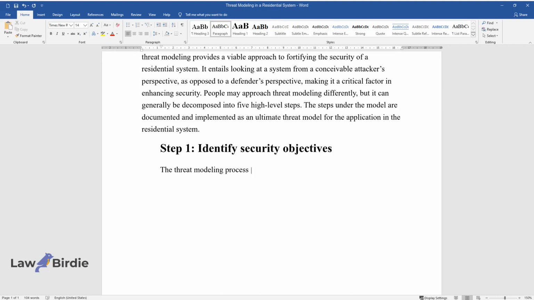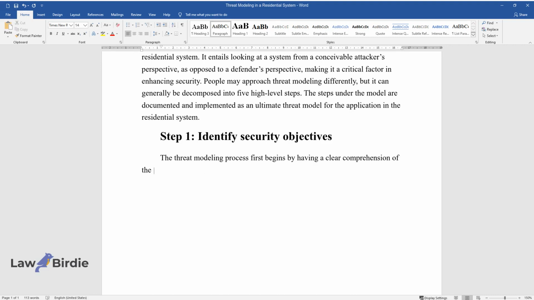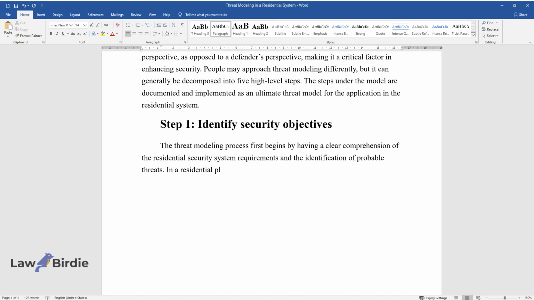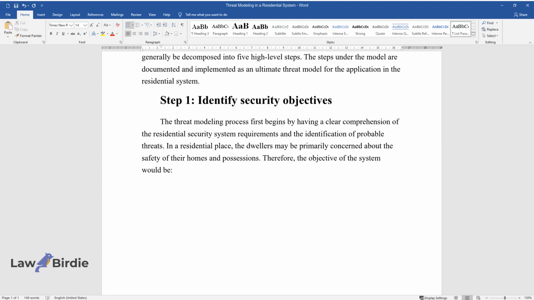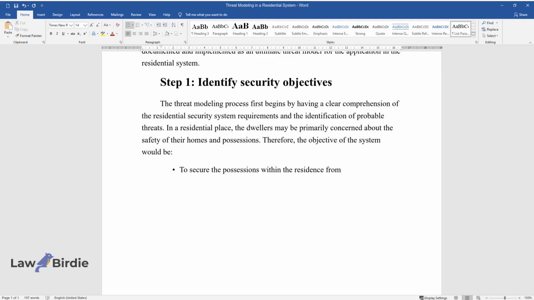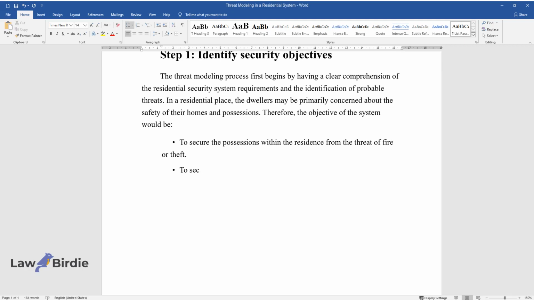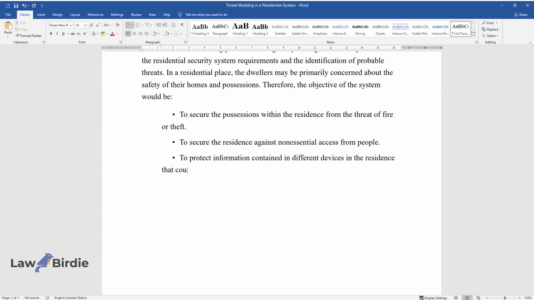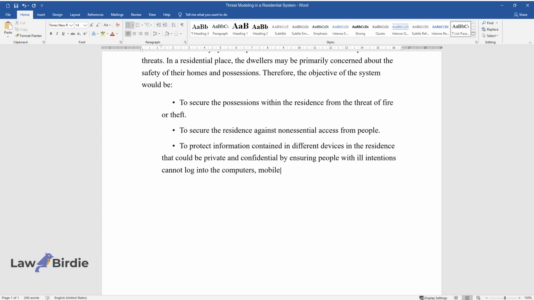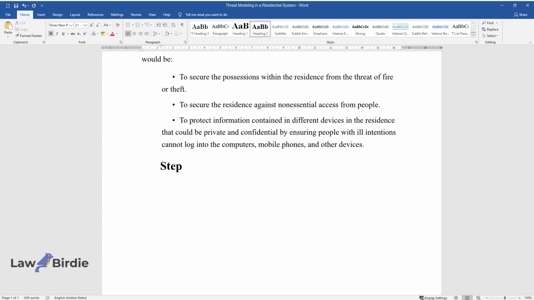The threat modeling process first begins by having a clear comprehension of the residential security system requirements and the identification of probable threats. In a residential place, the dwellers may be primarily concerned about the safety of their homes and possessions. Therefore, the objective of the system would be to secure the possessions within the residence from the threat of fire or theft, to secure the residence against non-essential access from people, to protect information contained in different devices in the residence that could be private and confidential by ensuring people with ill intentions cannot log into the computers, mobile phones, and other devices.